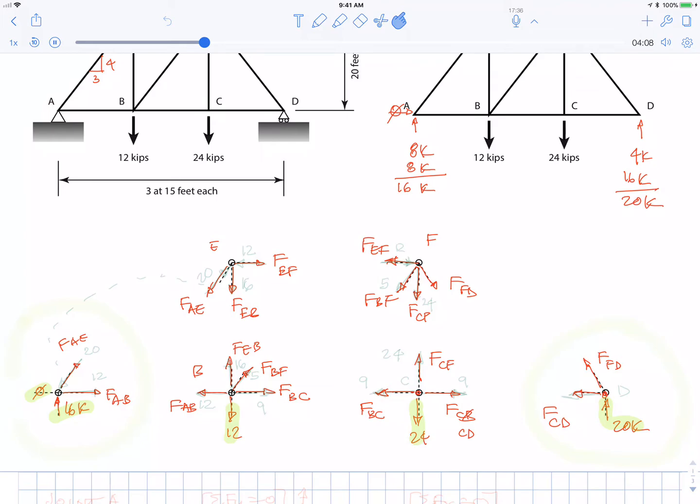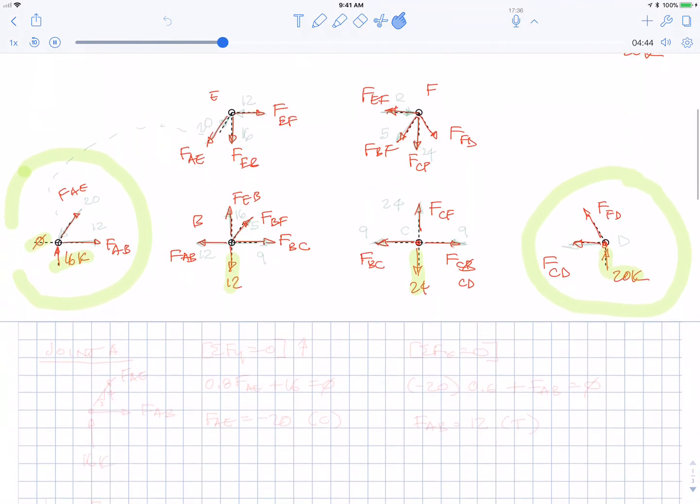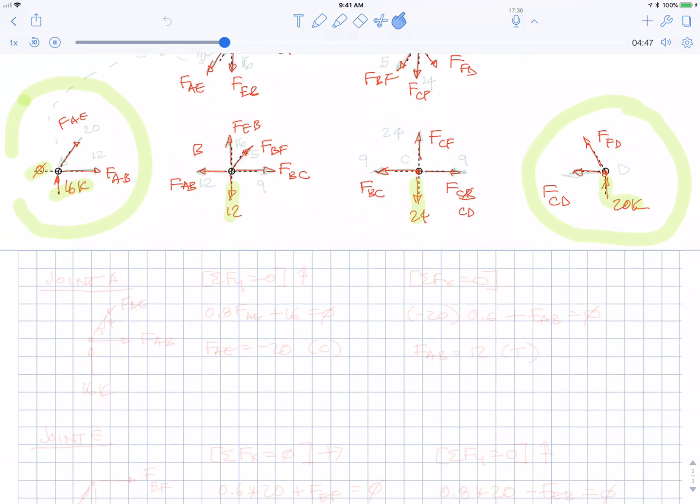So all these joints are 2D particle equilibrium. So what we need to do now, we know that we'll have 2 equations. We have to hunt down all the joints that have only 2 unknowns. So this one here has only 2 unknowns, and this one here has 2 unknowns. Everything else has more than 2 unknowns, so we'll have to start with these 2. And I'm going to use this drawing up here as our scorecard. So as I solve for forces, I'll draw them in up there. Okay, so let's start with joint A.